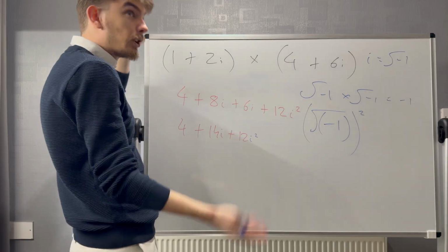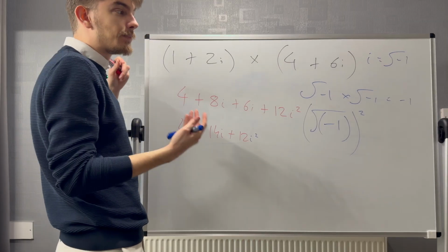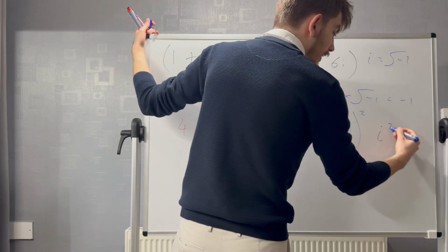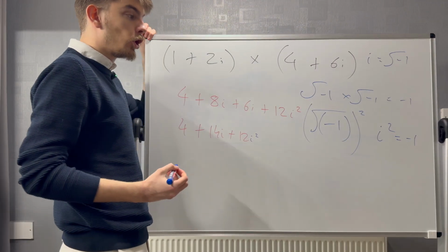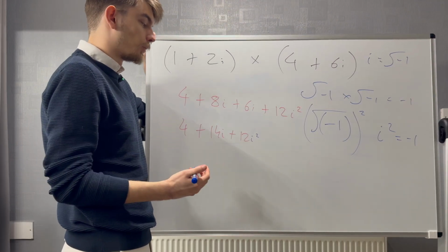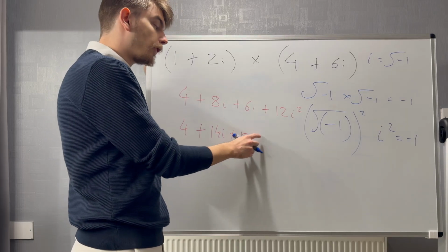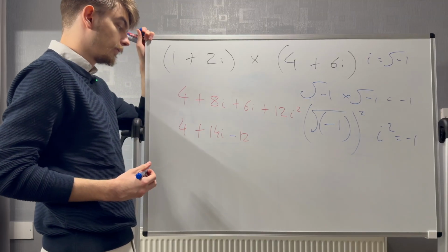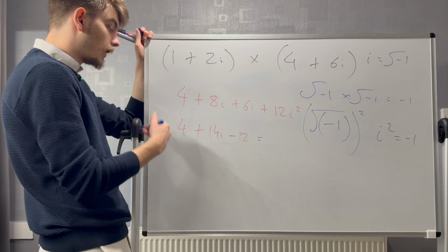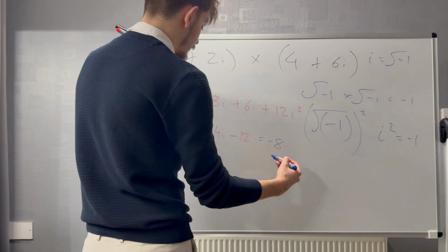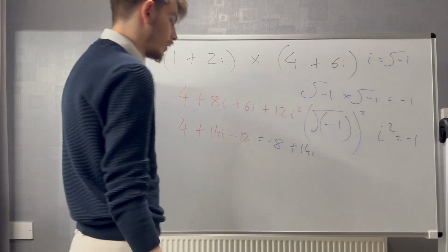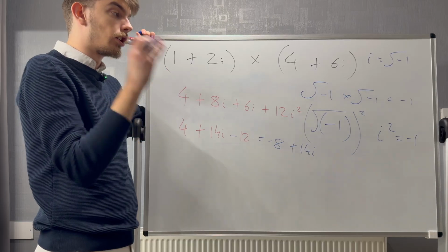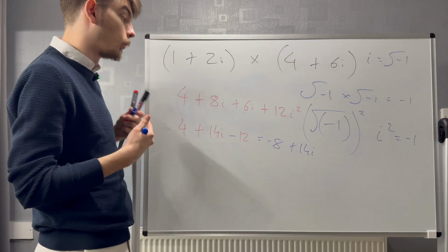My i squared has become real. And specifically, it has become minus 1. And it will always, always, always be minus 1. Whenever we see an i squared, we should be thinking, that's minus 1. So here, my 12i squared becomes 12 times minus 1, minus 12. And this whole thing simplifies even further: 4 minus 12 is minus 8 plus 14i. This is very, very important. i squareds become minus 1s simply because of the way that they work.